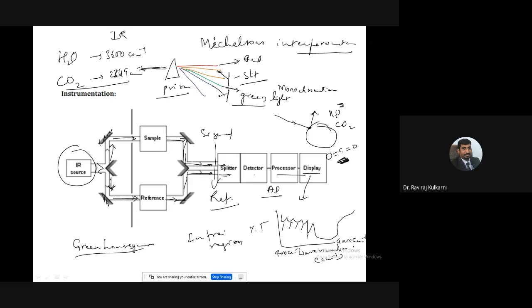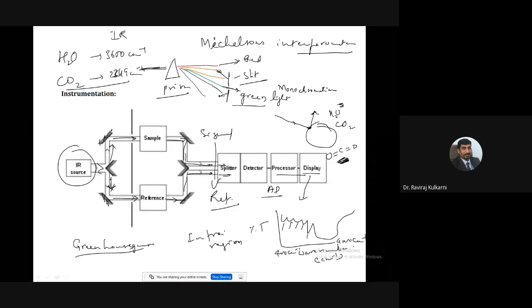These greenhouse gases should be there in the environment, otherwise the average temperature of Earth would be minus 15 degrees Celsius. Because carbon dioxide and water are there in the environment, the average temperature of Earth is plus 15 degrees Celsius. You got it? They have absorption bands in that range. So any molecule which has an absorption band in the infrared range, you can use this spectroscopic technique to detect that material.